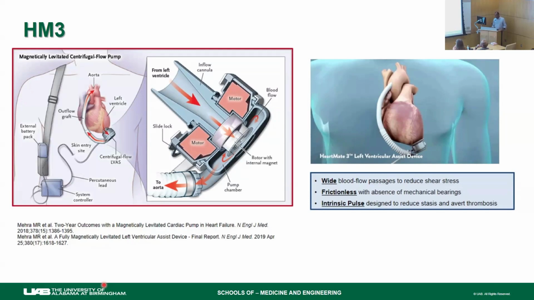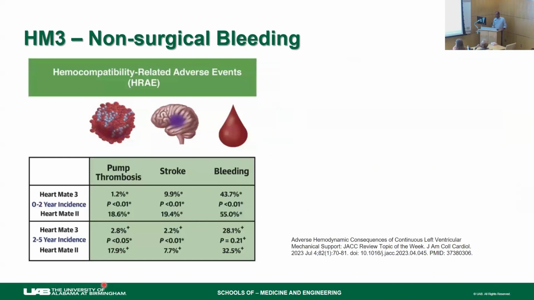So all these design improvements were made. And then when you start to look at adverse events, particularly in the context of thrombosis and bleeding, what I want you to focus on is here, 0 to 2 year incidence, HeartMate 2 versus HeartMate 3. They were able to significantly reduce the amount of bleeding from 18% to less than 2%. And when you look at the 2 to 5 year instances, again, 17.9 to 3.8, so they made a big impact by widening those slope paths to minimize the thrombotic events.